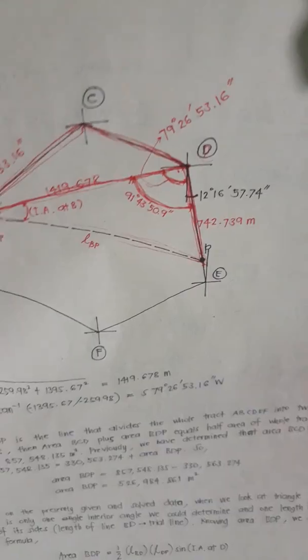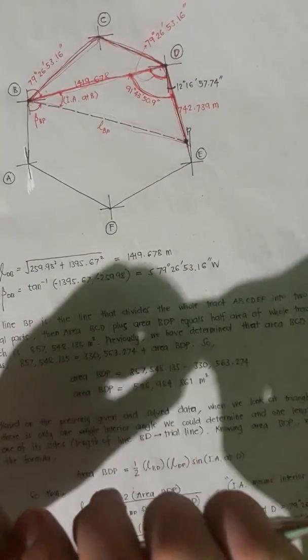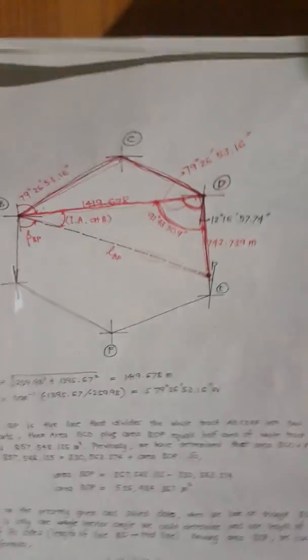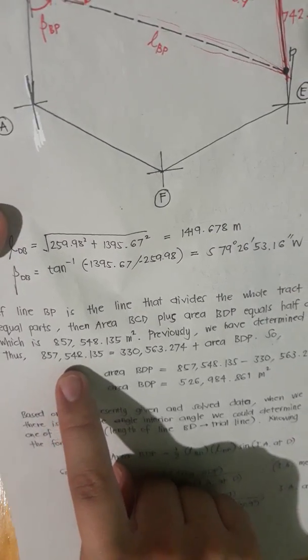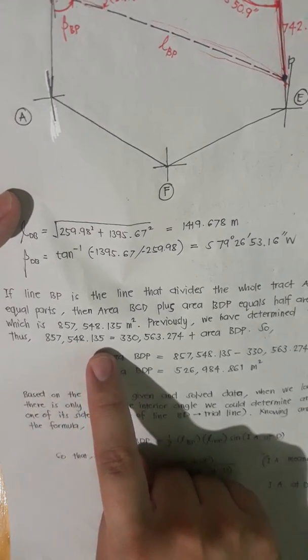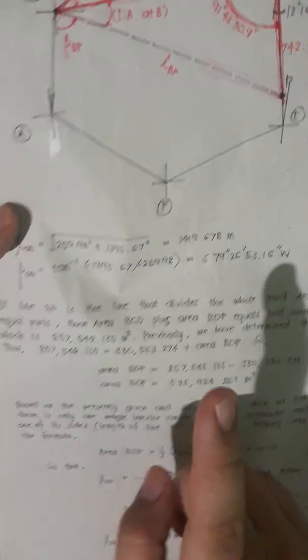And since we know the area, the area of this whole tract above the dividing line is equal to 857,548.135, which is half of the area of the whole tract.